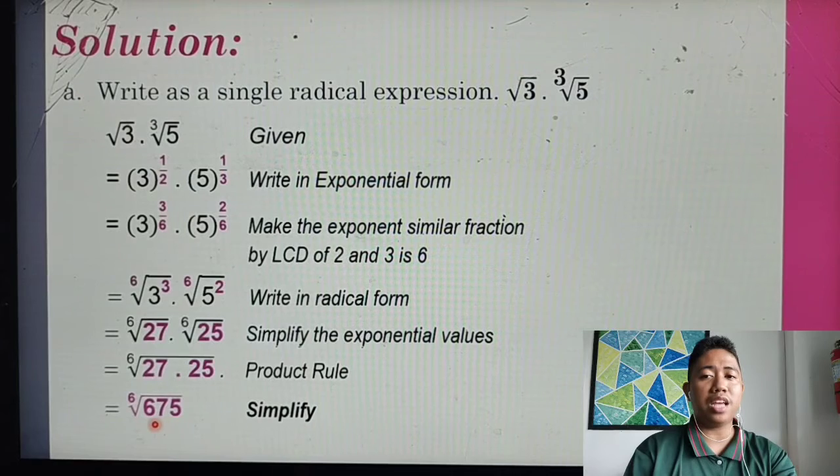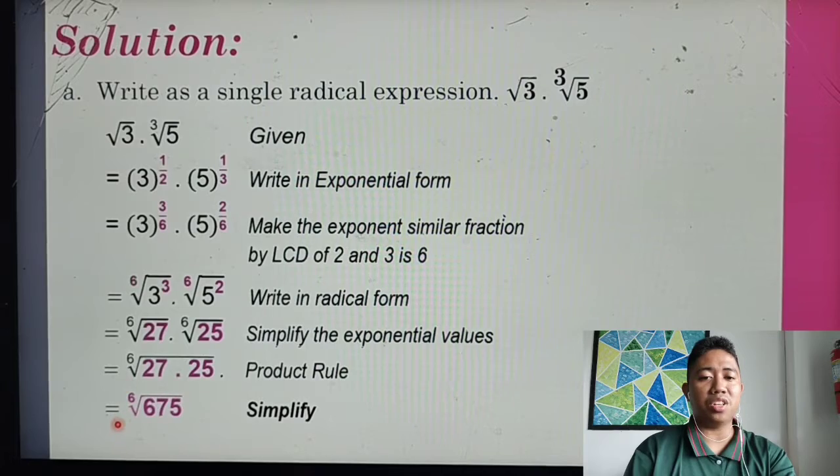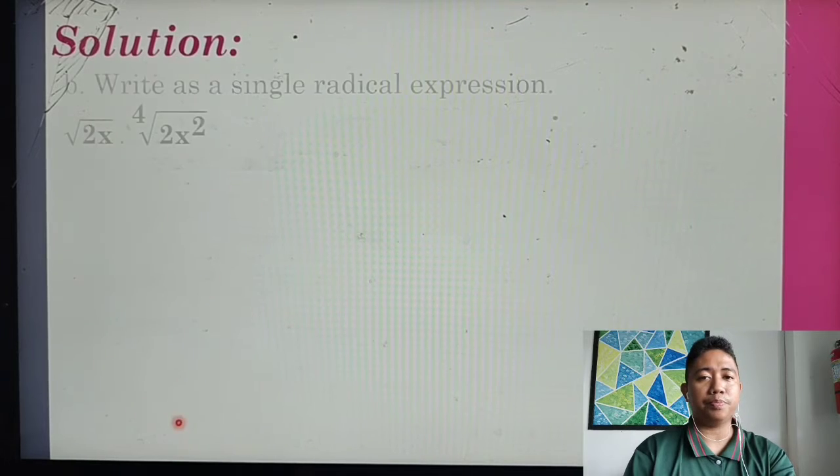So since 675 is not a perfect sixth root and it is prime to all the perfect roots, that is our final answer, which is the sixth root of 675. So let's move on to the next example for letter B.